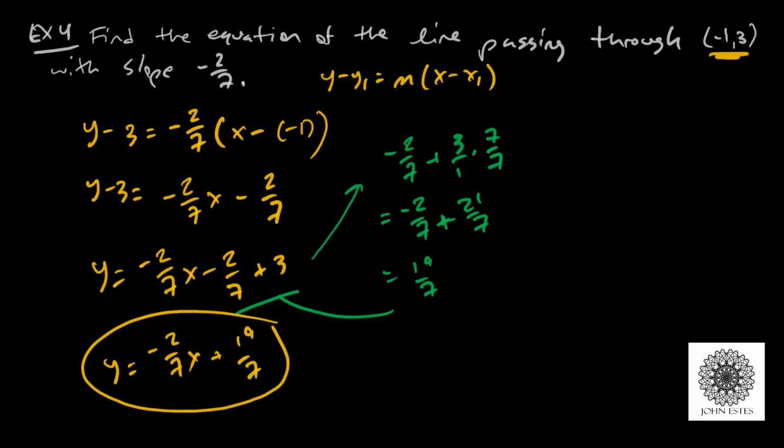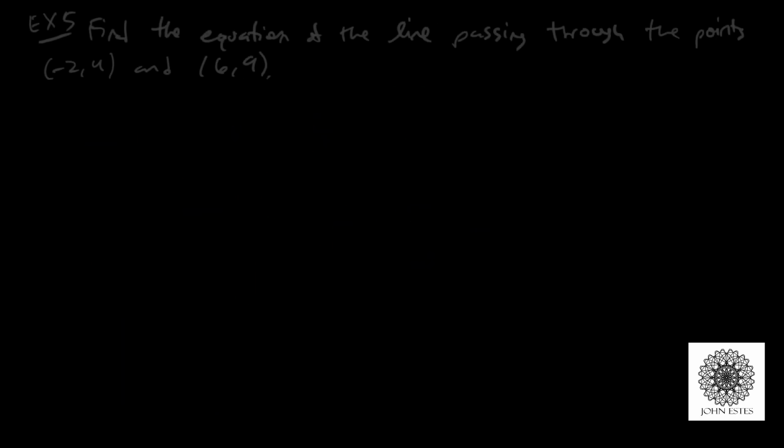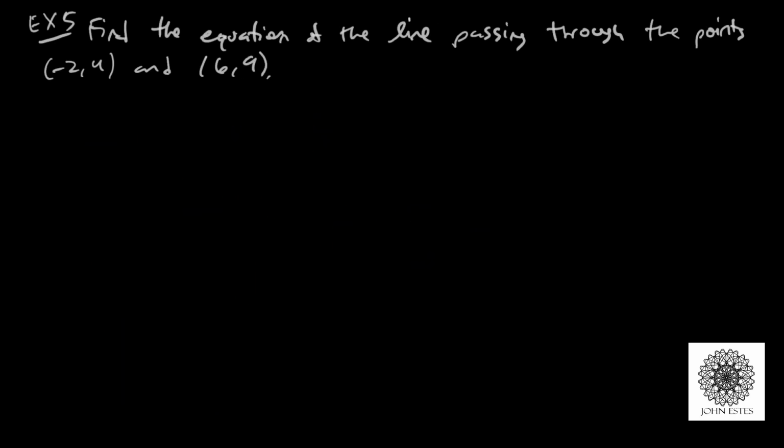Remember, the other case is if you are given 2 points. What do you do in that situation? Let me show you. In this example, we want to find the equation of the line passing through 2 points, (-2, 4) and (6, 9). You use the same formula, y minus y1 equals m times x minus x1. Use point-slope form, but the only difference is I don't have my slope yet, but since I have 2 points and I already know the equation to find slope, I'm good.